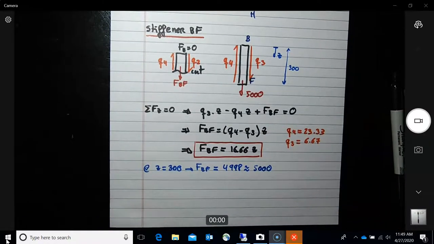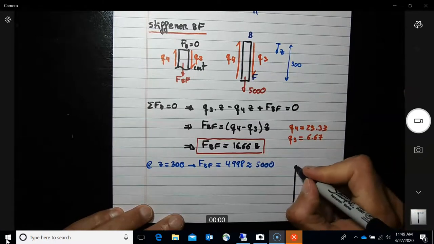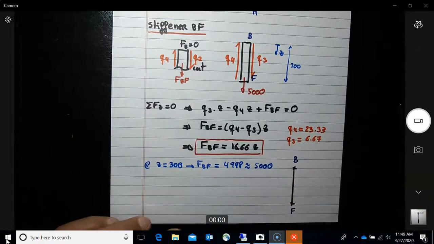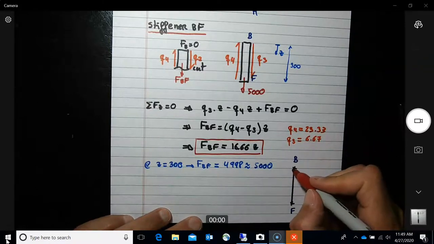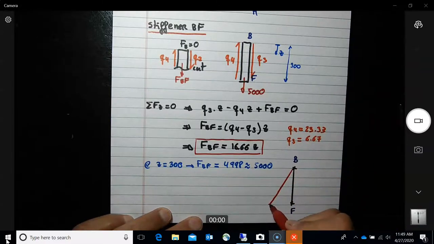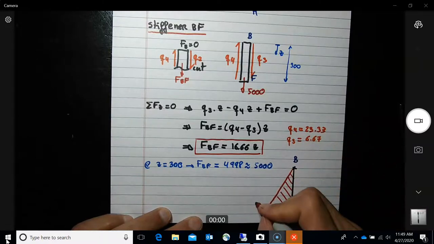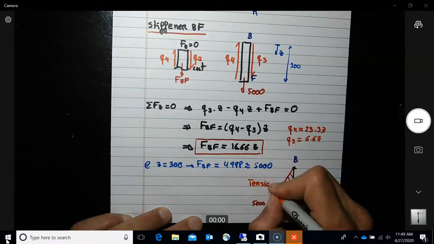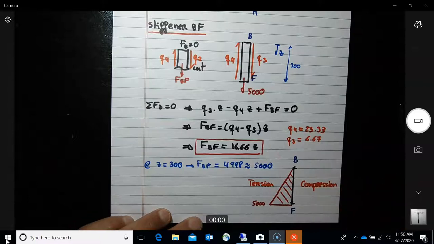Okay, so if we needed to do the distribution through that flange, basically the way we look is that this is B and this is F. We'll have zero over here up to 5,000, and it will be linear. So we go from 0 to 5000, and this side will be tension. The other one would be compression.